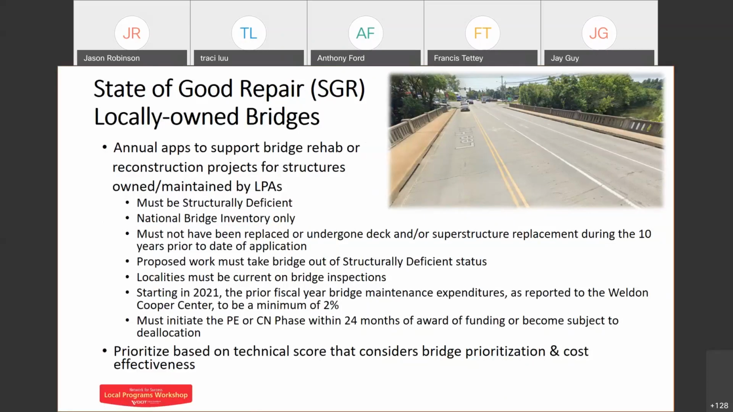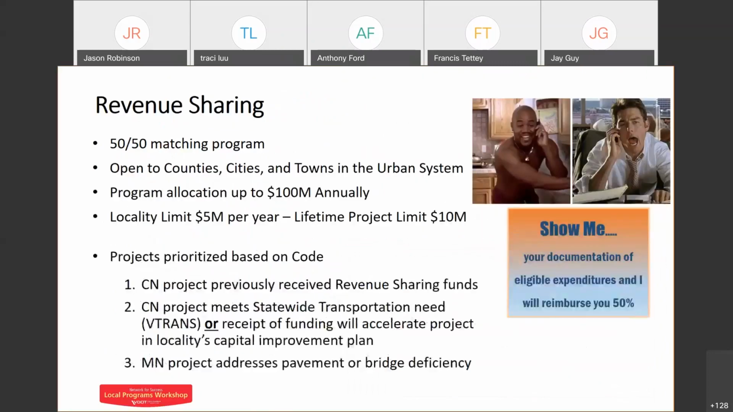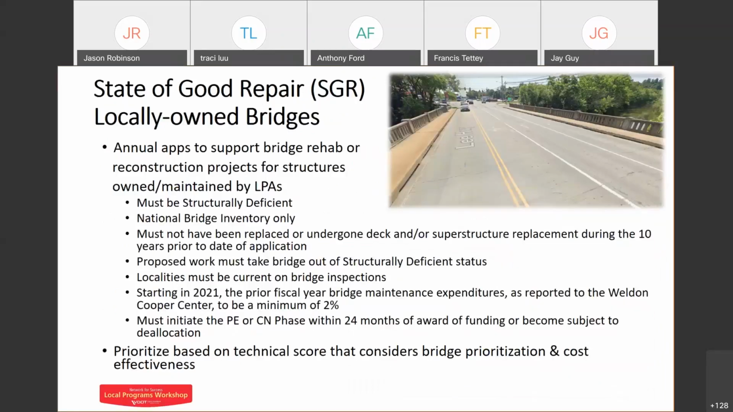Another important takeaway from this is that you must initiate the PE or construction phase within 24 months of award of funding or become subject to deallocation. Again, that's a desire for funds management to keep funds moving on the right projects. And so just be aware of that particular caveat. All right, so under the revenue sharing program, so Jay, if you want to go on to the next slide.